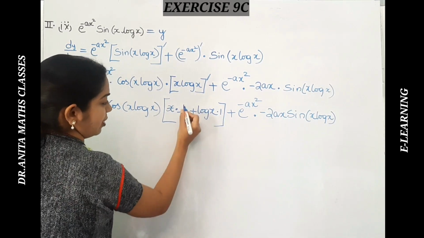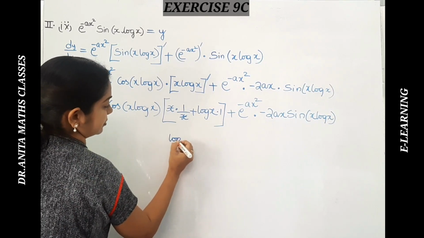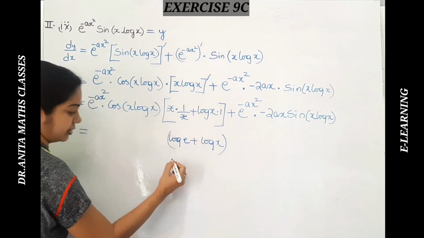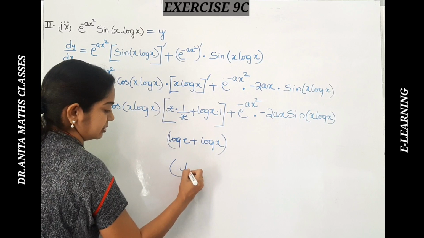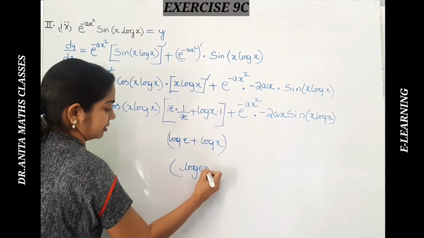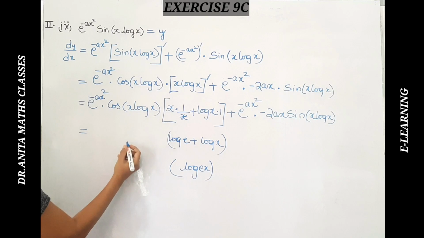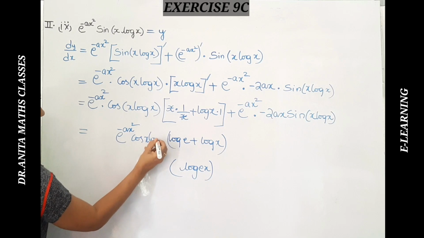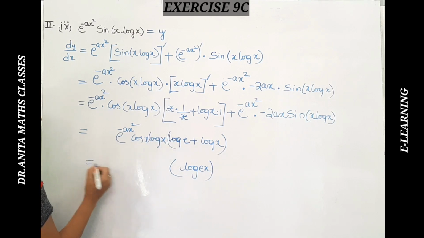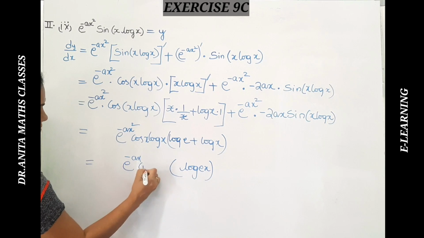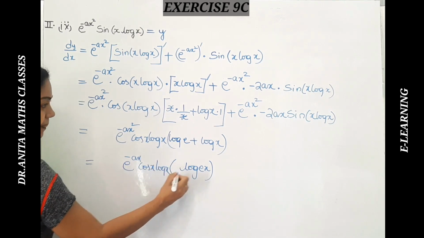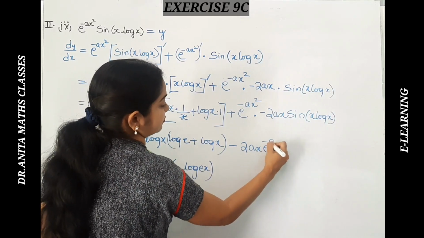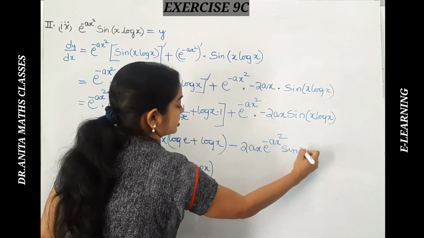This 1 plus log x, 1 you can write as log e plus log x, right? This part only I am doing. So this I can write using the product rule of logarithms, log ex. Now this as it is, that is e raised to the power of minus ax square cos of x log x. We'll do some simplification and keep it as it is. Minus ax cos of x log x. Here we have minus 2ax e raised to the power of minus ax square sine of x log x.